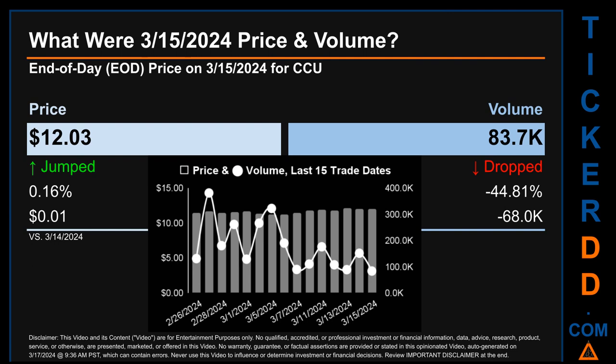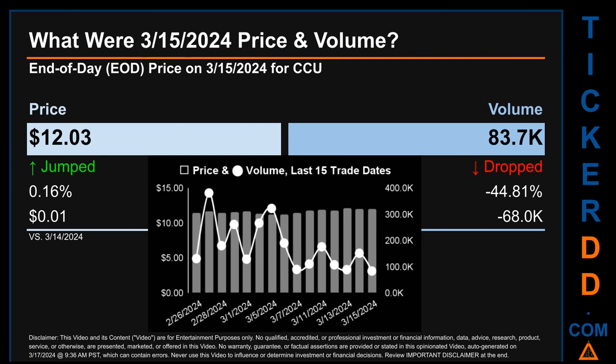What was end of day price and volume for CCU? On Friday, March 15, 2024, CCU had an end of day price of $12.03 and volume of about 83.7 thousand. Compared to the previous trading day, the price jumped 0.16%, gaining 1 cent, while volume dropped 44.81%, decreasing about 68,000.